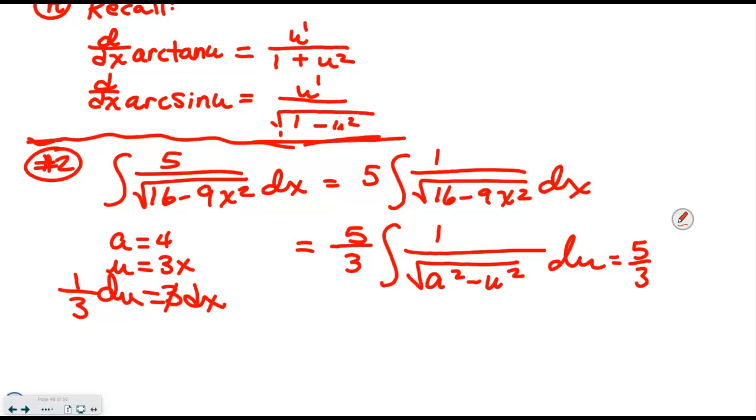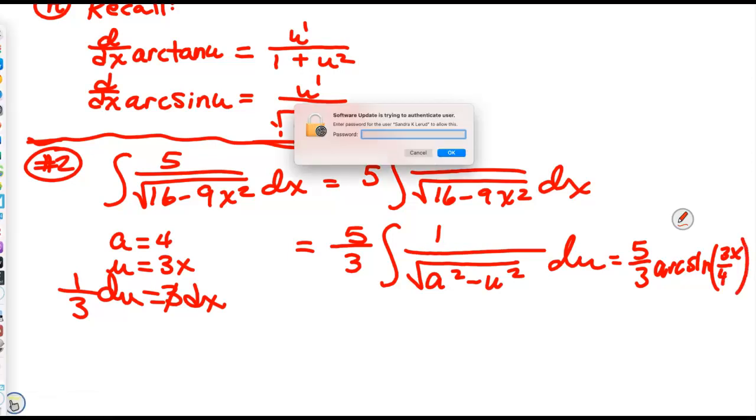You just don't know why that is yet. And unfortunately, that's a long thing to tell you. You'll go, oh, that's why, but not until me. All right? So you just have to remember it. 5/3 arcsine, and then what will be my argument for arcsine, or what's in here? 3x, u over a. What was my a again? 4. And then don't forget Carl, because these are indefinite integrals. That's it.